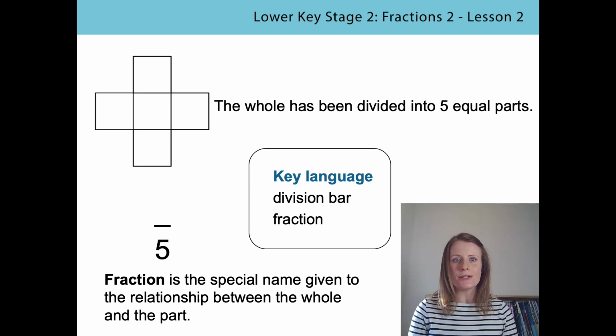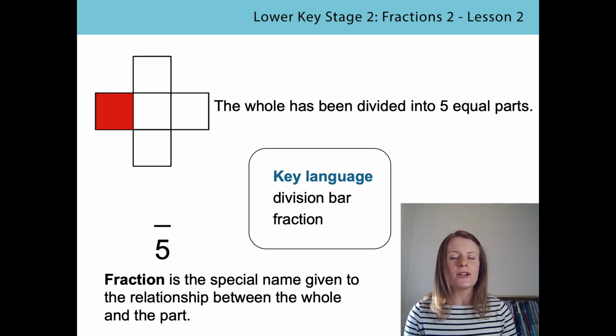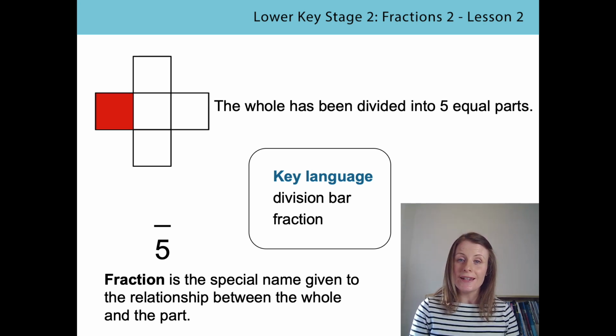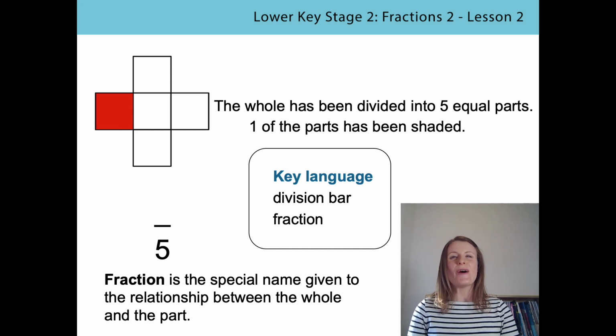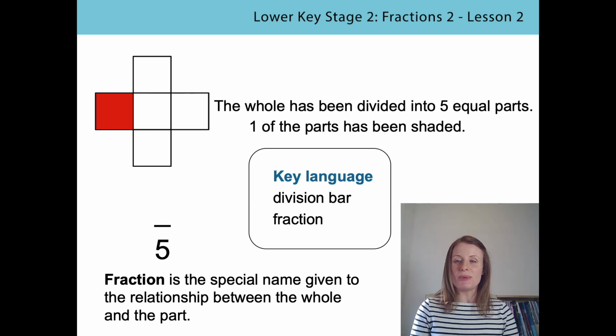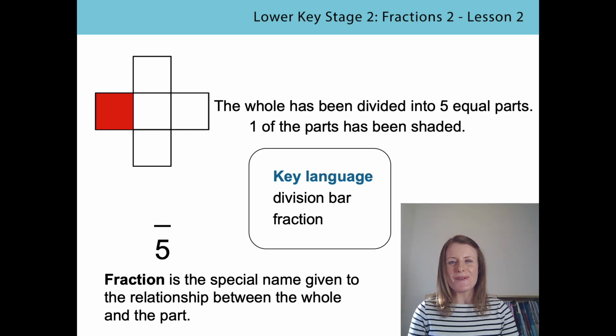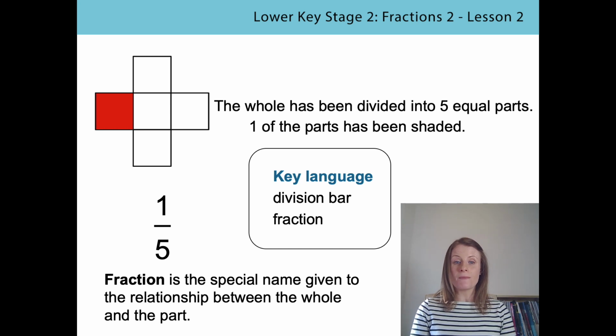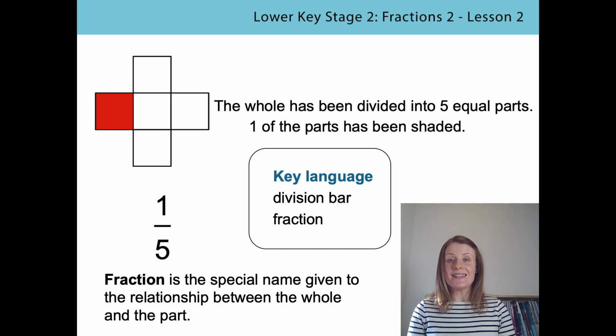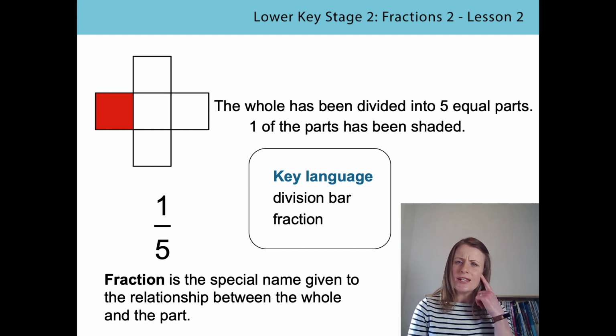I need the part. So which part am I looking at? I've shaded it red. Can you see how many parts are shaded red? Well done. 1 of the parts has been shaded. Where will I put the 1? Can you put it on your piece of paper? Well done. 1 goes above the division bar. 1 part shaded. So let's just recap.